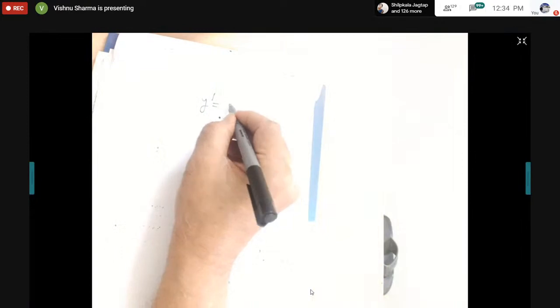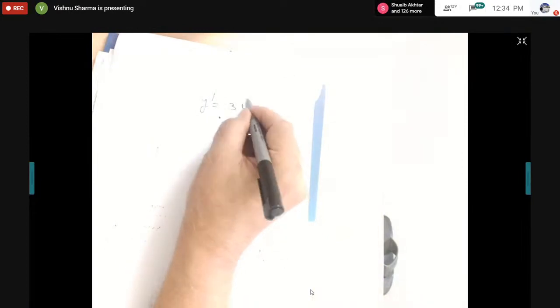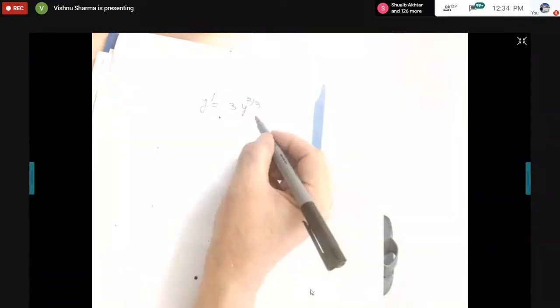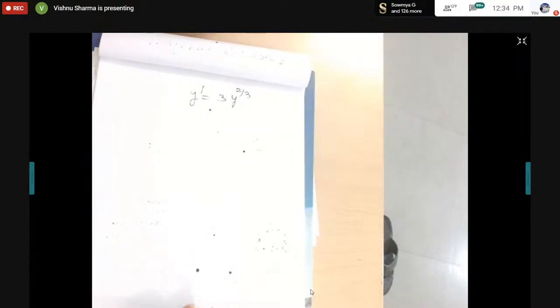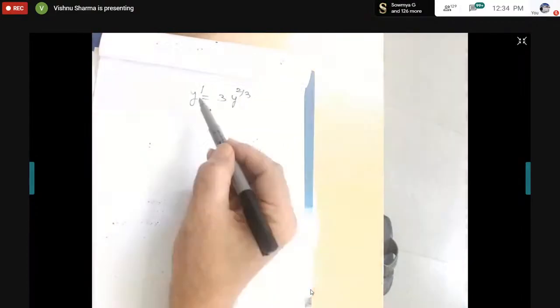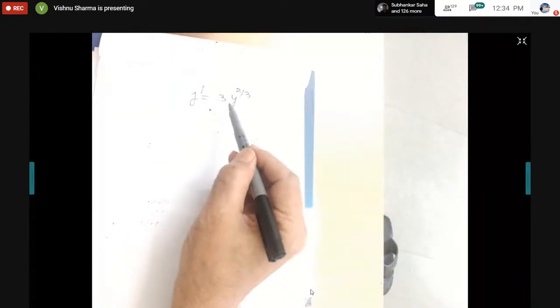And just for this, there is an important result, because it was seen that there are, for example, let's take y to the power 2 by 3, a simple example. So what can be said about this differential equation? This is the differential equation: y prime is equal to 3 multiplied by y to the power 2 by 3.